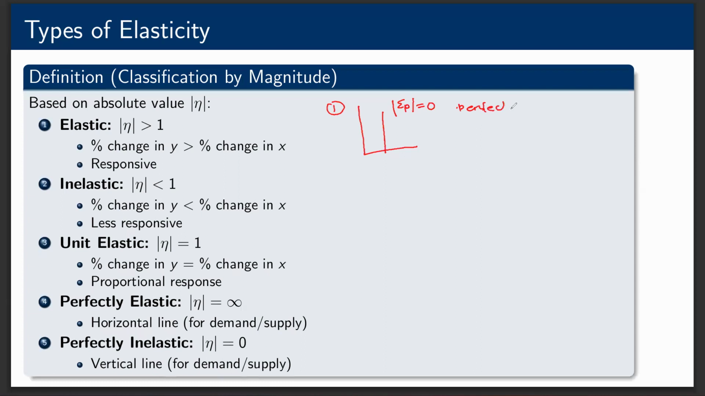Perfectly inelastic. That is your case. Oh, it is mentioned here. Look at this. Elasticity is greater than 1. We call it elastic demand. Greater than 1 means the percentage change in quantity is greater than the percentage change in price. So what should the diagram look like? In this condition, the diagram will be for greater than 1.